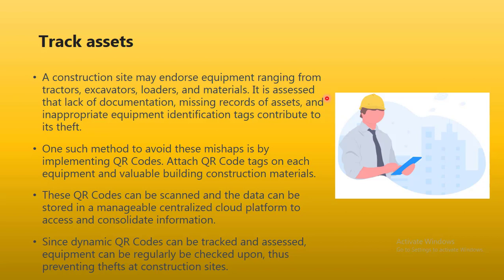Attach QR code tags on each equipment and valuable building construction materials. These QR codes can be scanned, and the data can be stored in a manageable centralized cloud platform to access and consolidate information. Since dynamic codes can be tracked and assessed, equipment can be regularly checked upon, thus preventing thefts at construction sites.